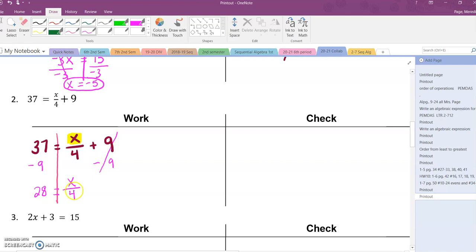Now, the second step is to multiply or divide to get my variable by itself. In this case, it's x divided by 4. The opposite of division is multiplication, so I'm going to multiply both sides by 4. These 4's cancel, and you're left with x is equal to 4 times 28. Grab a calculator if you need it: 112.